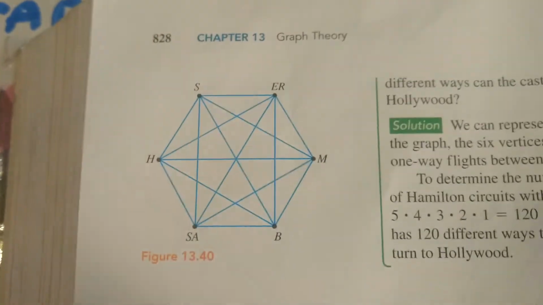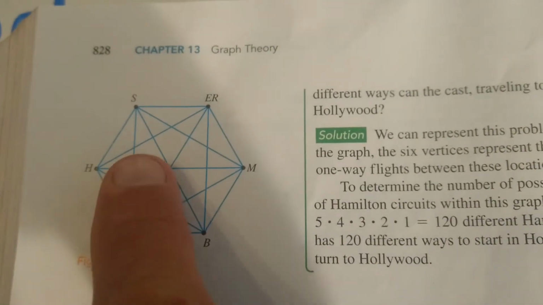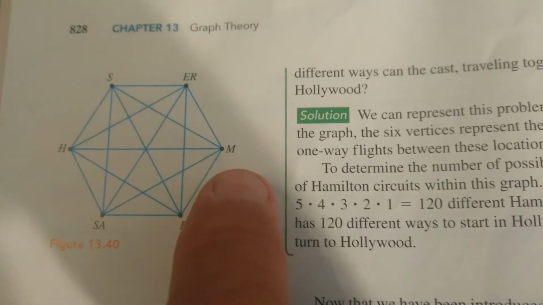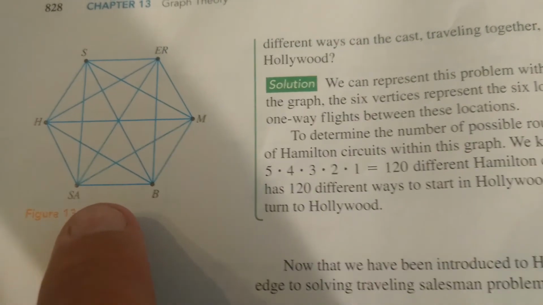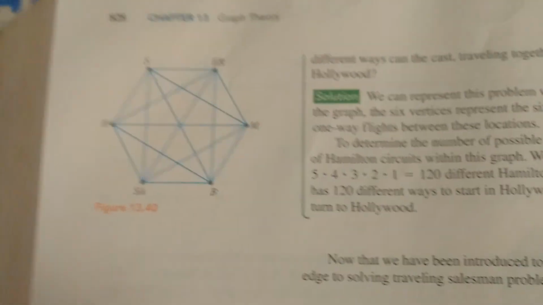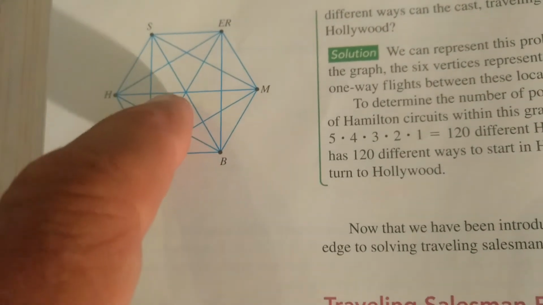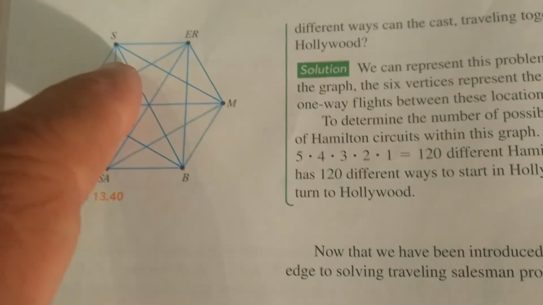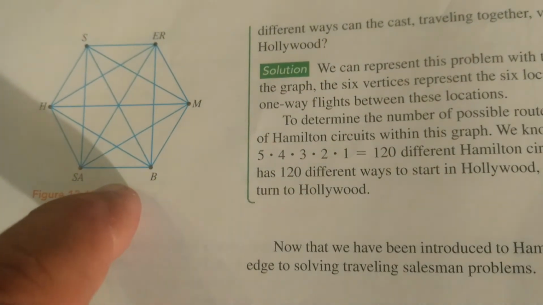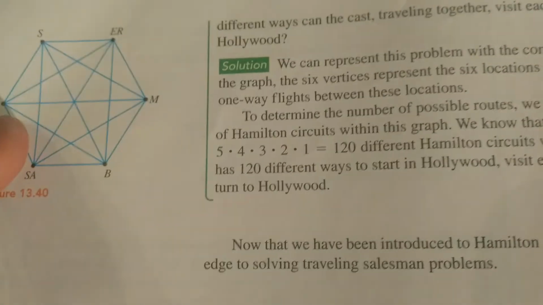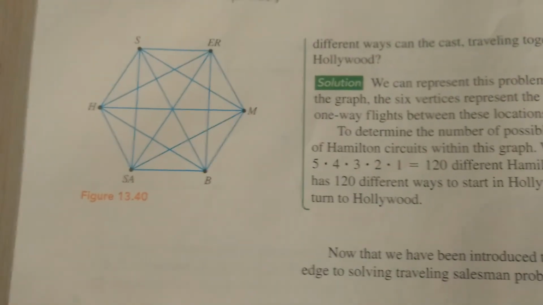Okay, so first of all, here's our diagram. Notice that right here is Hollywood. We've got San Antonio, East Rutherford, Memphis, Birmingham, and Seattle. But notice that this is a complete graph because Hollywood is connected to 1, 2, 3, 4, 5. In other words, because we have 6 destinations, each vertex is going to have 5 lines because they're going to be connected to the other 5 places.